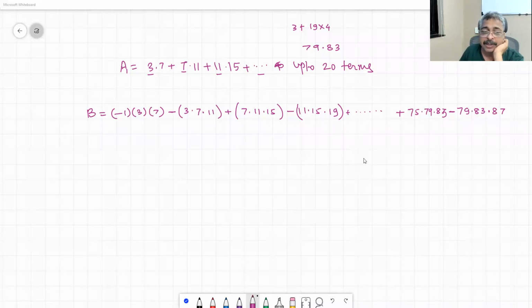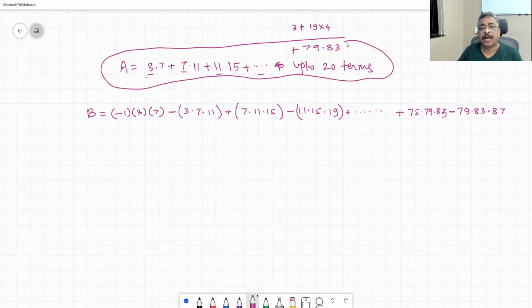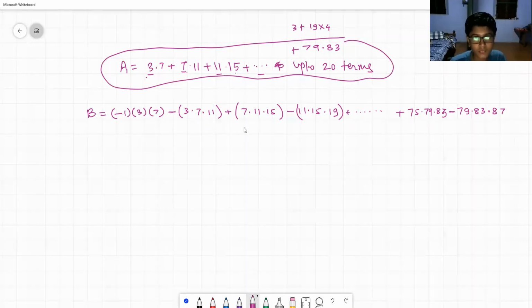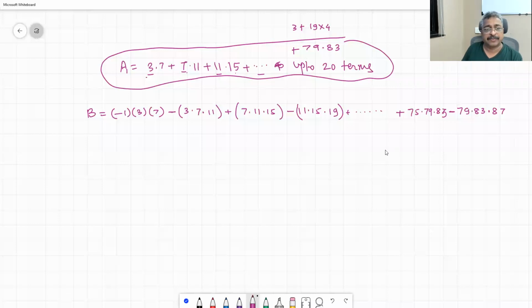No, just forget about which number term it is. We have been given 3 into 7, 7 into 11, 11 into 15, dot dot dot, into 79 into 83. This is our sum. I'm just not using this at all right now. Can you consider a sum B equal to this? Are you ready to consider sum B equal to this? Yes or no? Yes, sir.